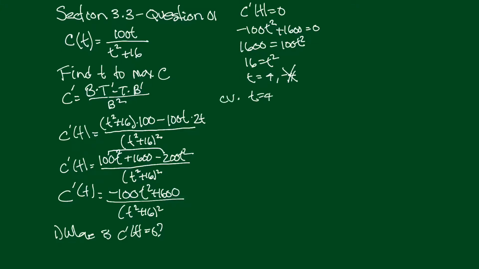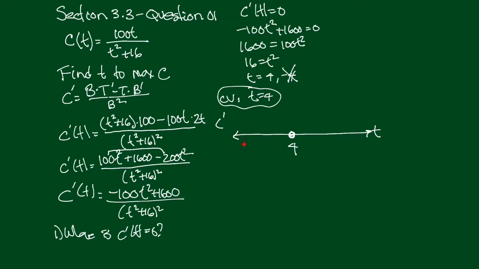That's our critical value. So I'm thinking this is our only critical value. That's probably going to be where t is max, where C is max. So we got one critical value, t equals 4. It's probably going to be the case that 4 hours after you administer the drug, the concentration's at the maximum. But I'm going to prove this, just to be sure. So, we have one critical value here at 4. I'm going to analyze C prime in these intervals around 4.